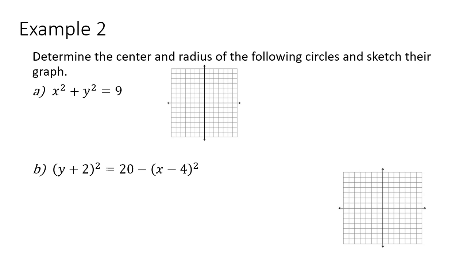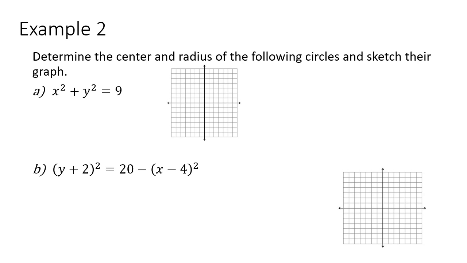All right, so in example 2, we're given the equation representing a circle, and we're asked to determine its center, its radius, from the equation, as well as doing a rough sketch of its graph. And now the graph doesn't have to be perfect, it just has to be somewhat accurate. Make sure that you represent the radius and the center at least mostly correct, right? It doesn't have to be a perfect circle that you draw.